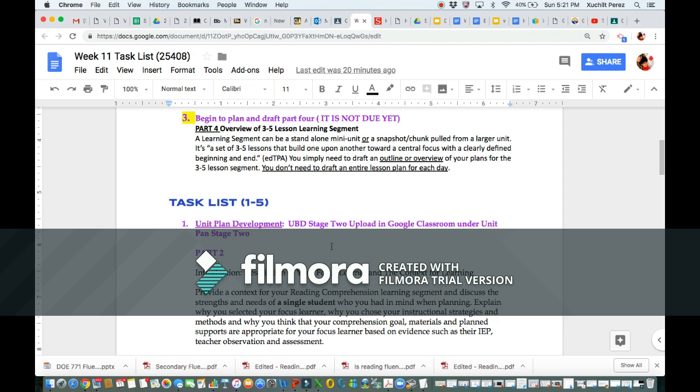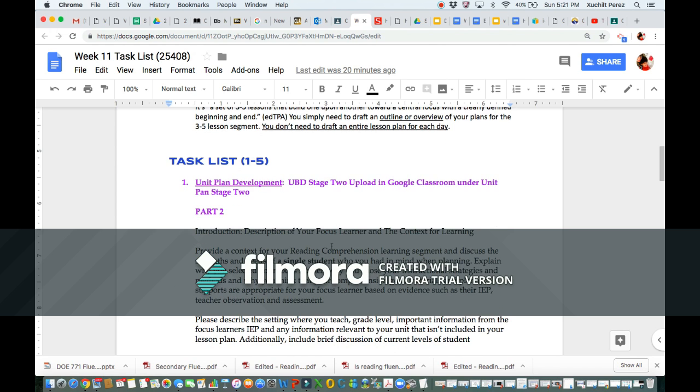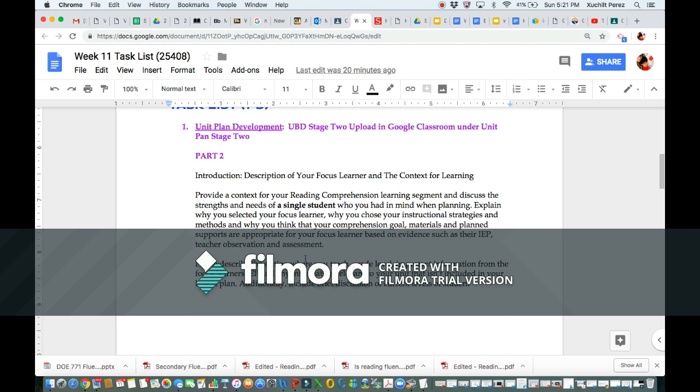So for this week, what you're working on is basically part 2 of the unit plan. And this is the introduction. So you are actually introducing this reading comprehension learning segment. And the most important thing is that you're discussing the strengths and needs of a single student that you might have in mind while planning this unit.